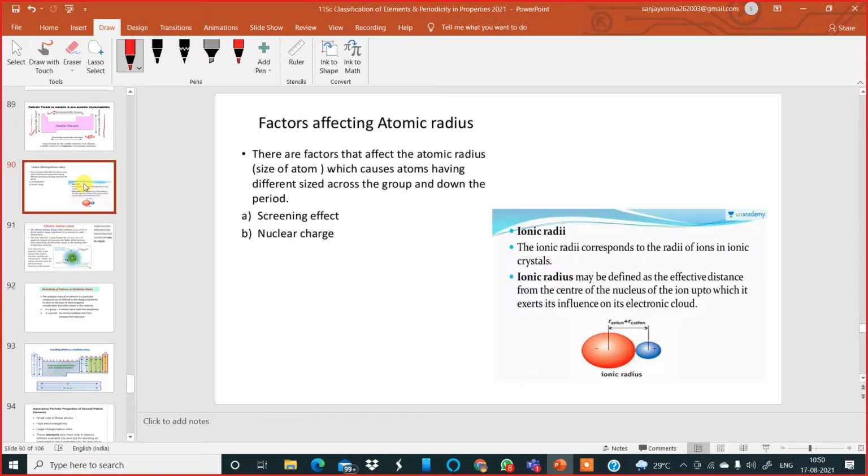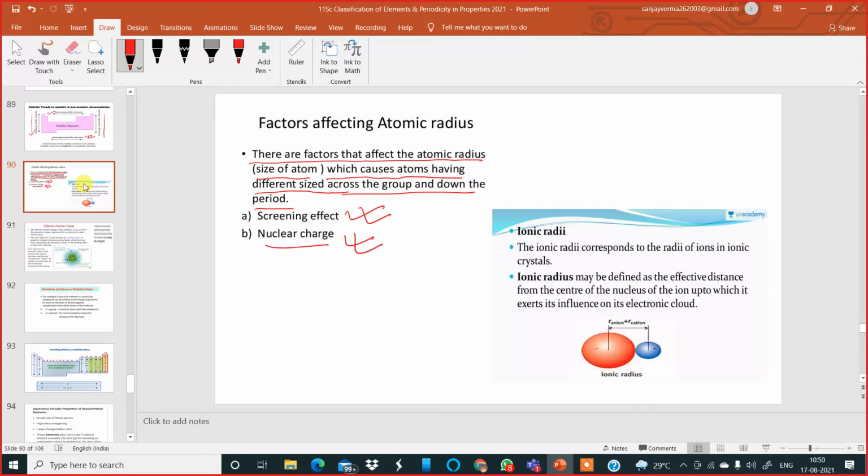Just for the sake of revision, some factors quickly affecting atomic radius. There are factors that affect the atomic radius, the size of the atom, which causes atoms to have different sizes across the period and down the group. The important ones are screening effect and nuclear charge. Screening effect plays a very important role on the atomic radius, as well as the nuclear charge.